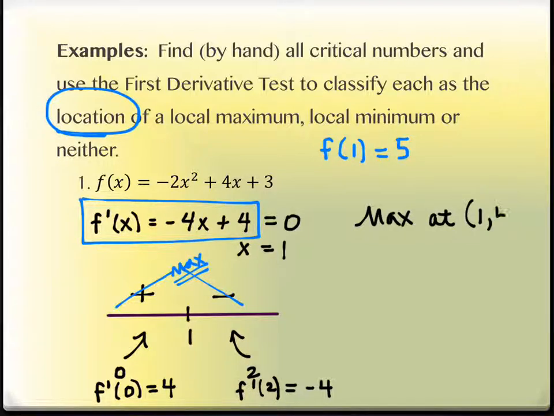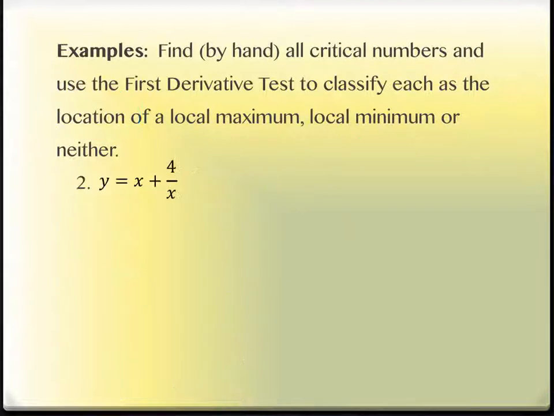At the point (1, 5). That is a great way to describe that. If you wanted it to mirror what we did in the last section, where I said something like we have a maximum of 5 at x equals 1, you could do that too. That'd be okay. But this is a great way of condensing that down into a point location. Okay, let's try another one.